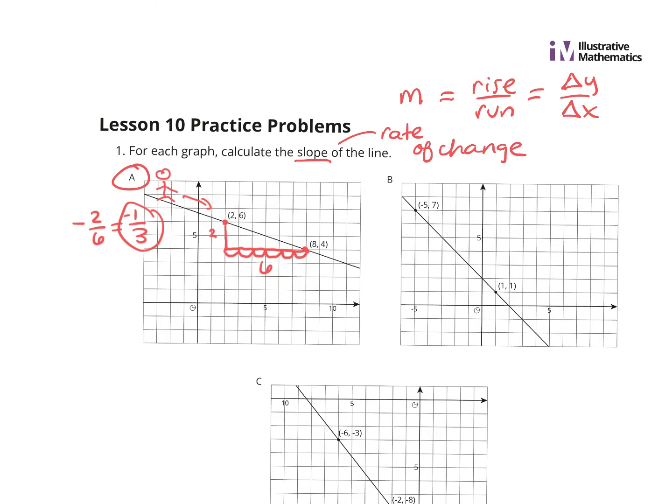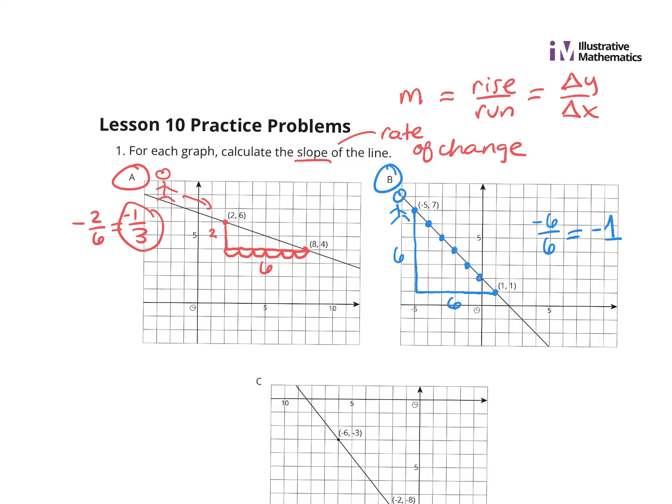Now, graph B. Our point starts up here and goes down. Remember, we read from left to right. Here's our person. We would go down 1, 2, 3, 4, 5, 6. And we're going to go over 1, 2, 3, 4, 5, 6. So our rise over run is negative 6 over 6, which would be negative 1. You might have noticed this goes through perfectly each time, and you may have connected that a little quicker.